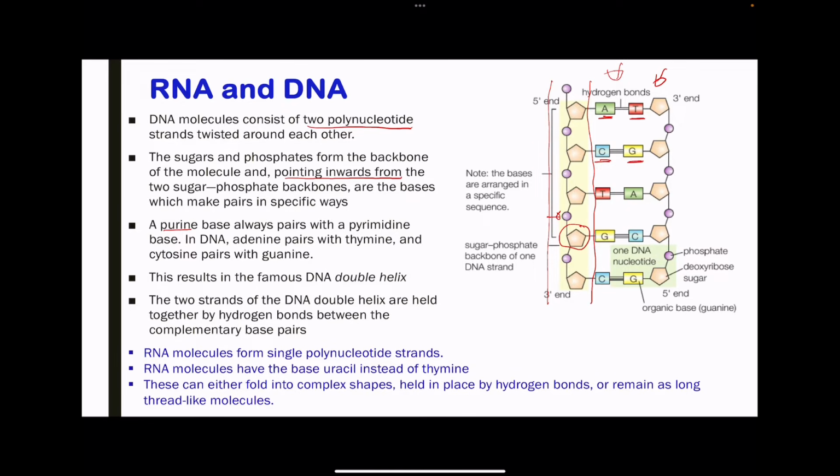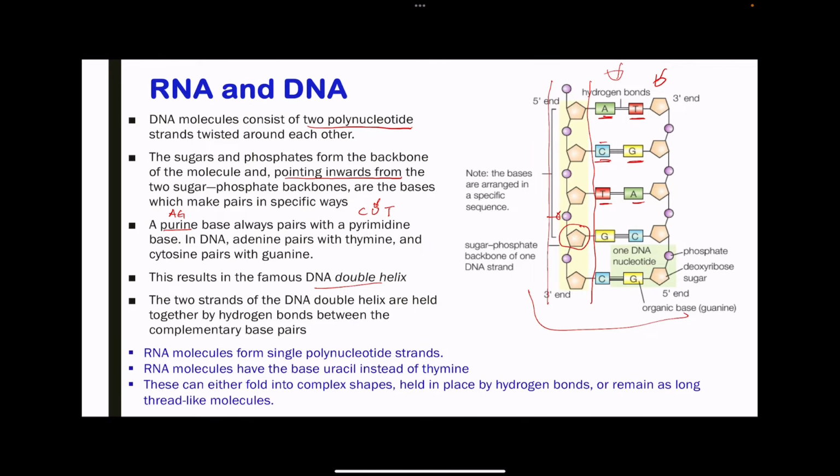For example, you remember we talked about the purines, adenine and guanine, and then the pyrimidines: cytosine, uracil, and thymine. But we know in DNA we do not have uracil, so in DNA adenine will pair with thymine, and cytosine will pair with guanine, as you can see here. Thymine with adenine and cytosine with guanine on either strand. This results in the famous double helix, like you can see here.